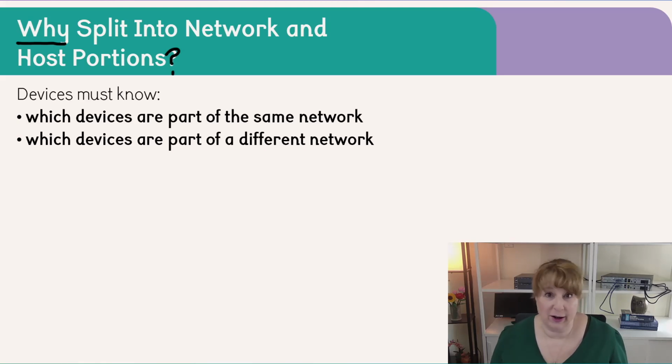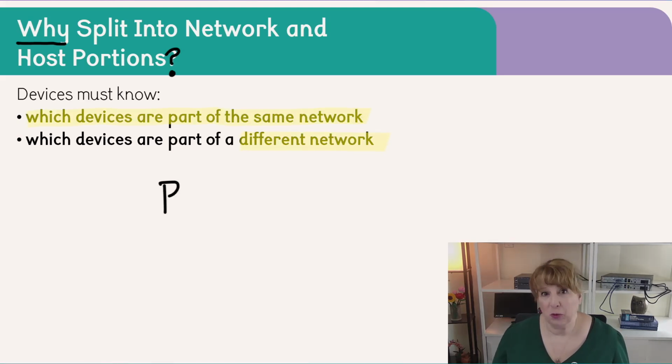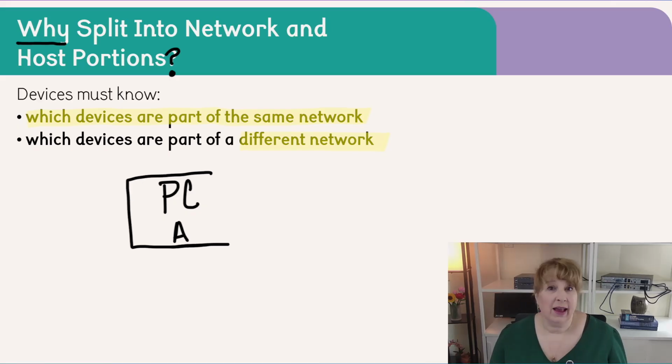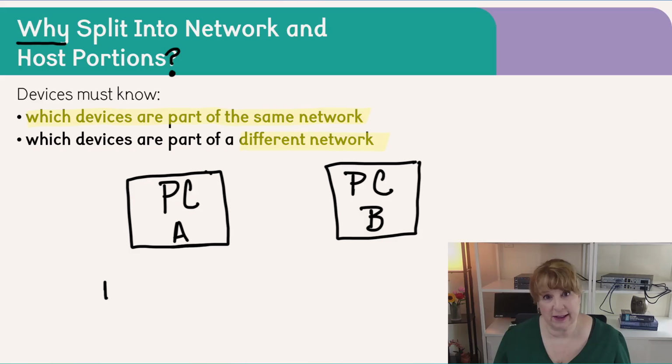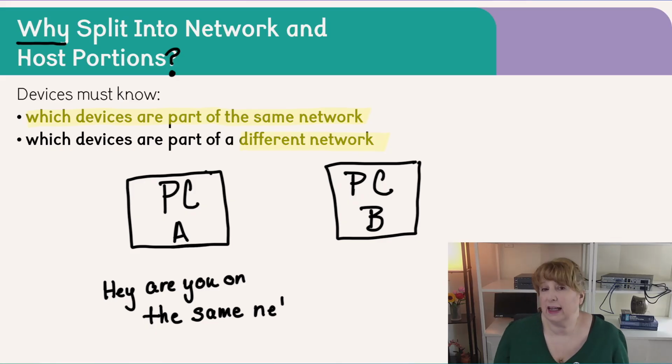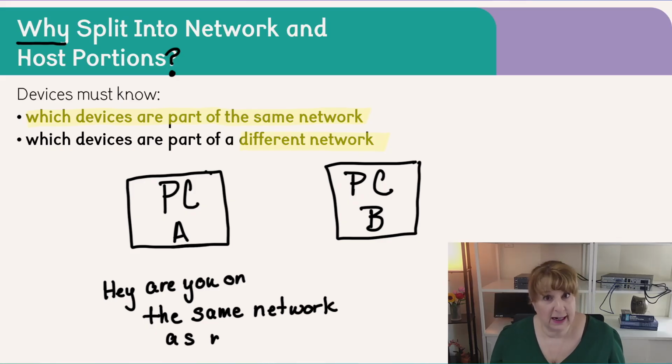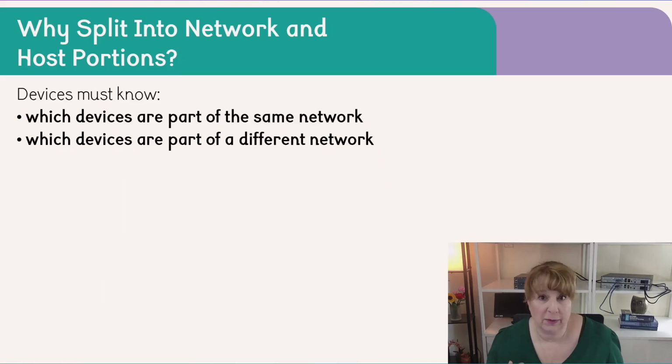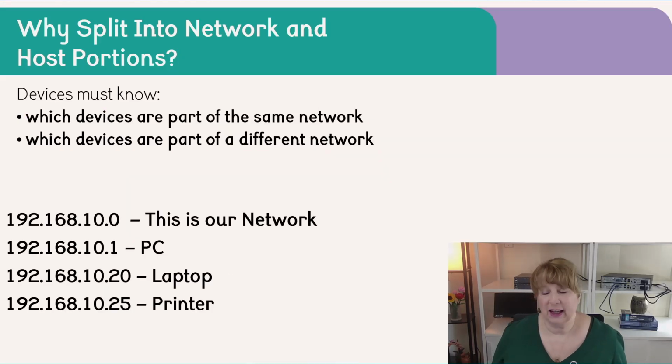Or I should say, why are they split like that? Because devices must know which network they belong to. And therefore, they know which devices are also part of the same network that they are in. Devices can communicate directly with other devices that are on the same network, but for different network devices, that requires additional networking equipment.